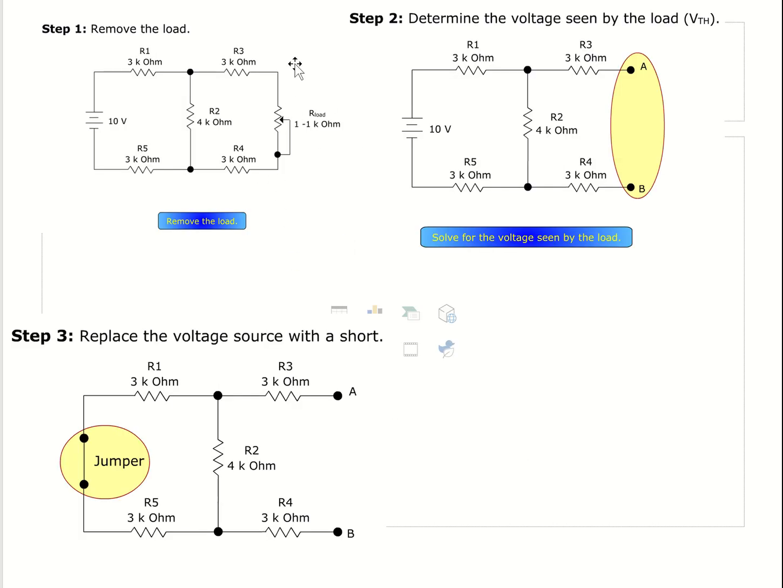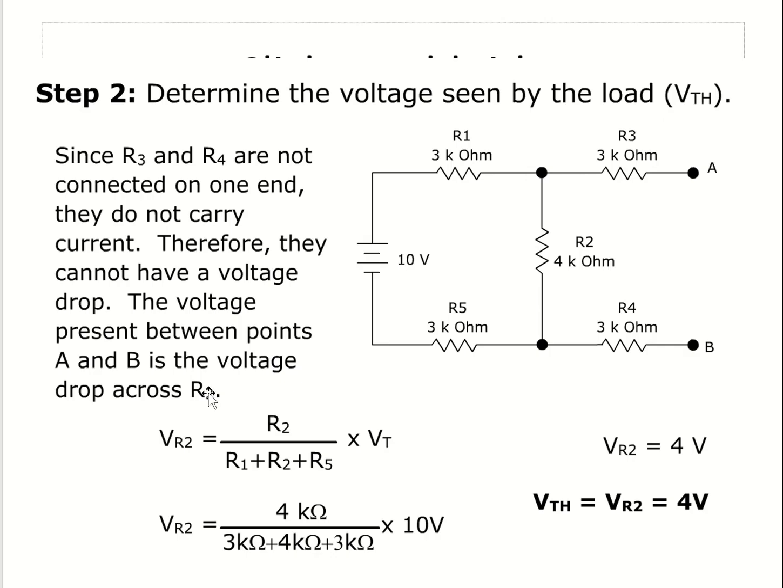First of all, we will remove the load resistor, represented here by AB. After that, we will find the voltage across node AB, which will be equal to the Thevenin voltage. The Thevenin voltage is the voltage known as the load voltage. Then we replace the voltage source with a short, that will be a jumper. Then determine the voltage seen by the load, V Thevenin.